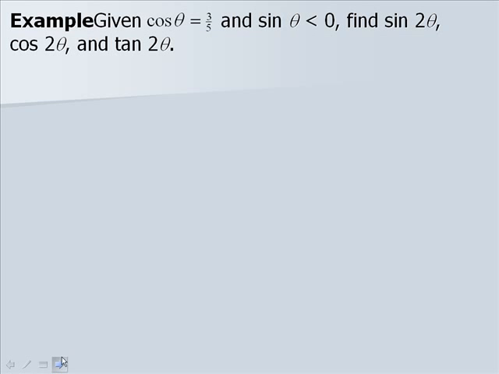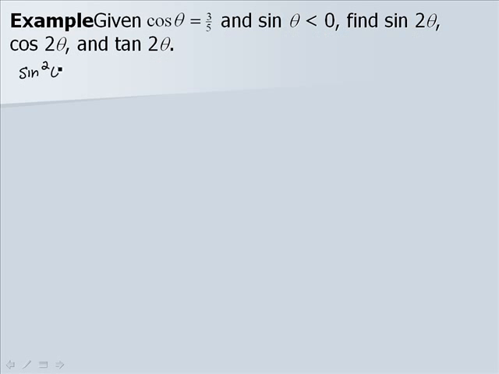In this example, we are given the cosine of theta as 3/5 and told that sine of theta is less than 0, or that it's negative. And we want to find the sine of 2 theta, the cosine of 2 theta, and the tangent of 2 theta. So first we need to find a value for sine.